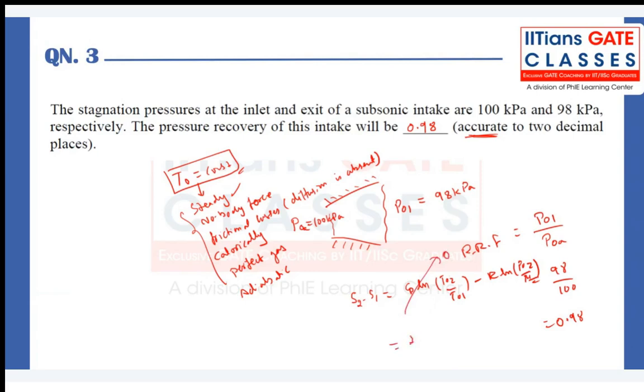So it directly says ln of P02 by P01 to the power of minus R by Cp, kind of thing, right? So it gives me an idea about how much entropy change is happening. That is why this quantifies the irreversibilities in the system. That is why we are interested in the total pressure change due to irreversibilities in the system, right? Okay, so let us move on to the next question.